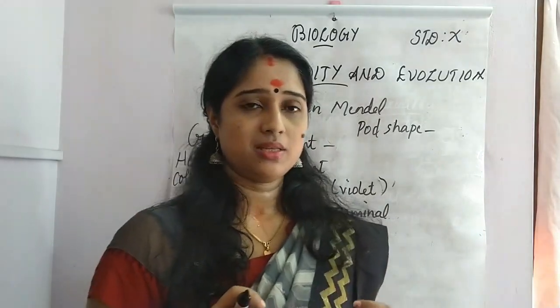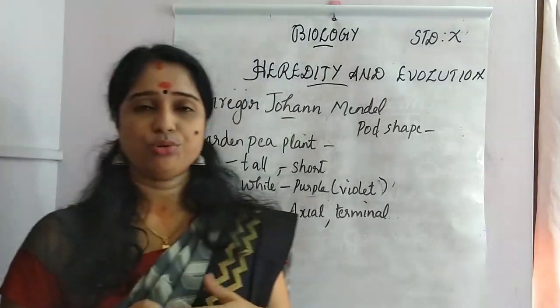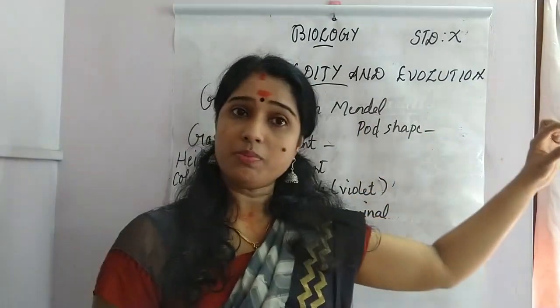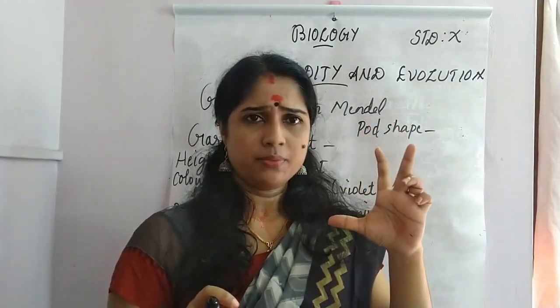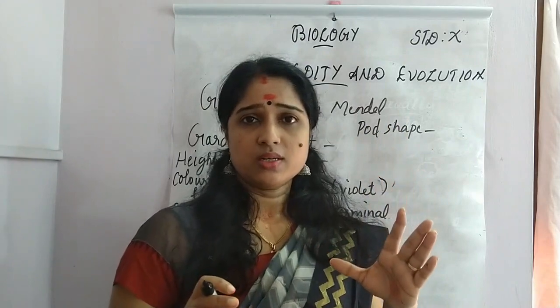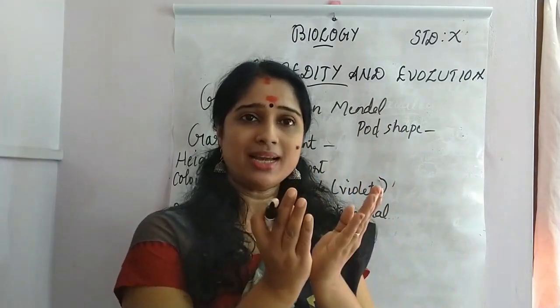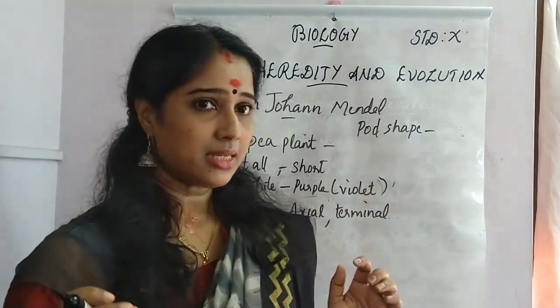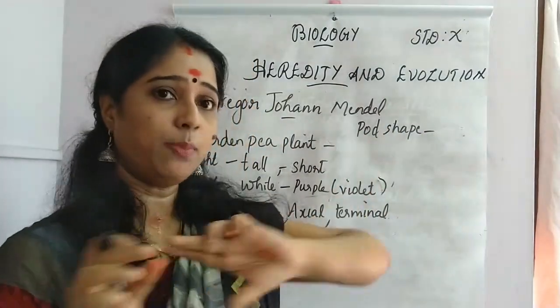Those who haven't seen it, please go and ask your mother. She will show you that. Normal long pea and short pea are also used for preparing thoran. We often use it. Clear? So when we open that outer covering, we can see the seeds. This is known as the pod.